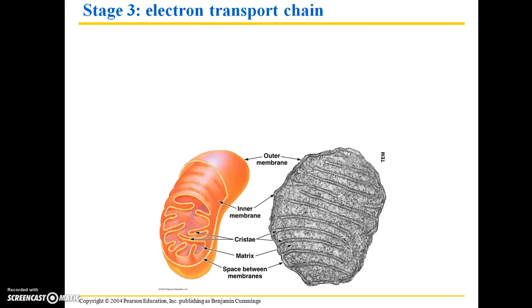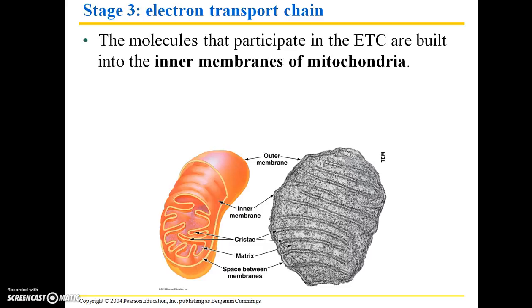Okay, stage 3 of the cellular respiration process is the electron transport chain. The molecules that participate in the ETC are built into the inner membranes of mitochondria. So here we have this depiction of a mitochondrion. Remember, this is an organelle within eukaryotic cells. The inner membrane here is shown beneath the outer membrane.